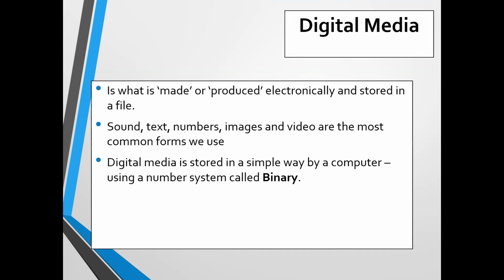Okay, digital media. This is what is made or produced electronically or stored in a file. So whether it's a file, whether it is a text, whether it is sound, whether they're numbers, whether they're images, whether it's a video, those are the most common forms in which we always store electronic data or electronic information. Digital media is stored in a simple way by a computer, and usually it's stored on the system in what we term as binary numbers, zeros and ones.